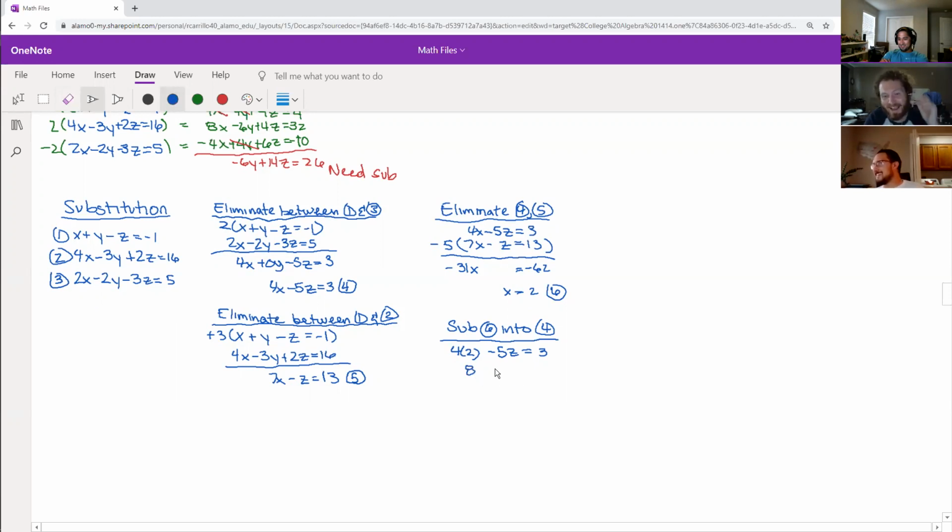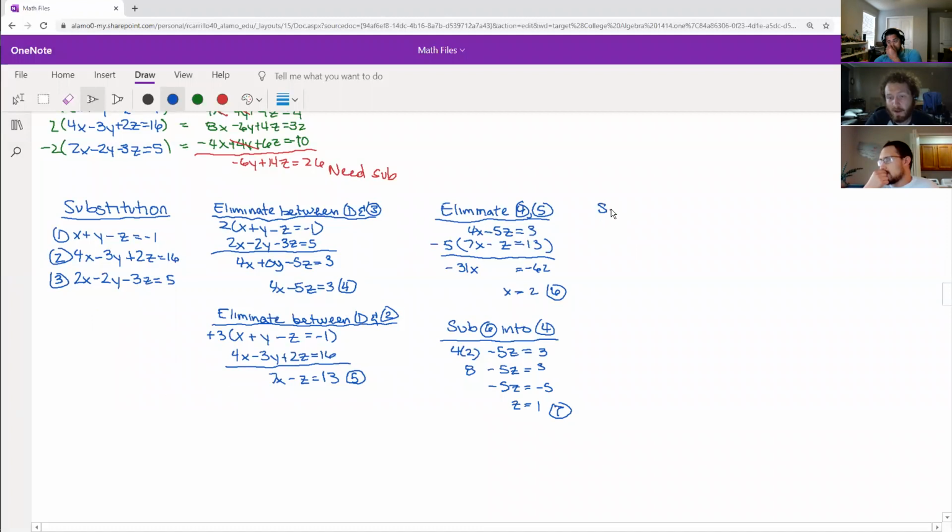All right. We got 8 minus 5z equals 3. So this will be minus 5z equals what? Negative 5? Yeah. So z is just equal to 1. Okay. Now I can take these values and plug them back into any of the other 2 equations. I have to solve for y. That will solve for y for me.